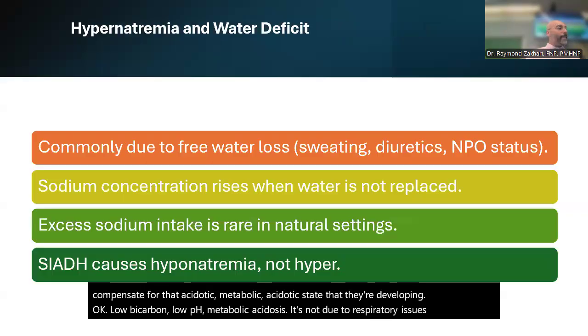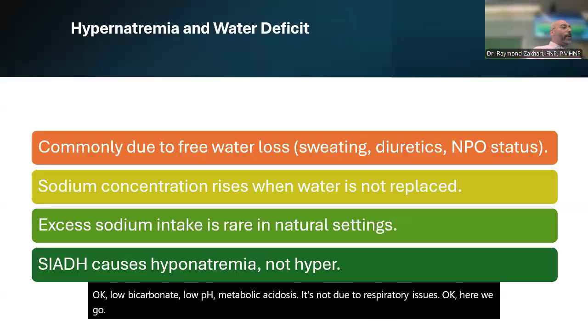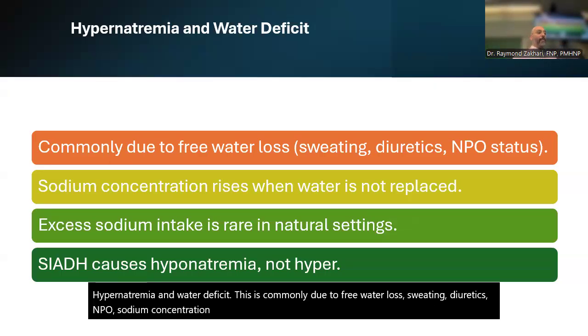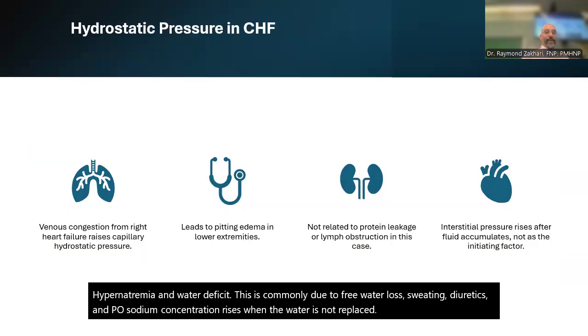Okay, here we go. Hypernatremia and water deficit. This is commonly due to free water loss, sweating, diuretics, NPO. Sodium concentration rises when the water is not replaced. We talked about SIADH. You're going to be very familiar.